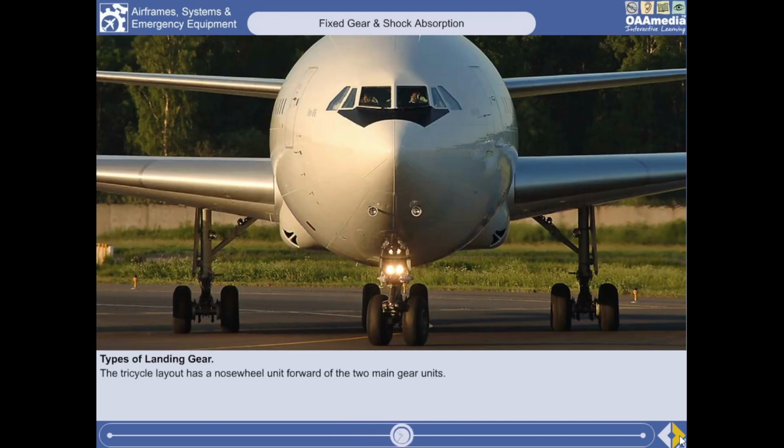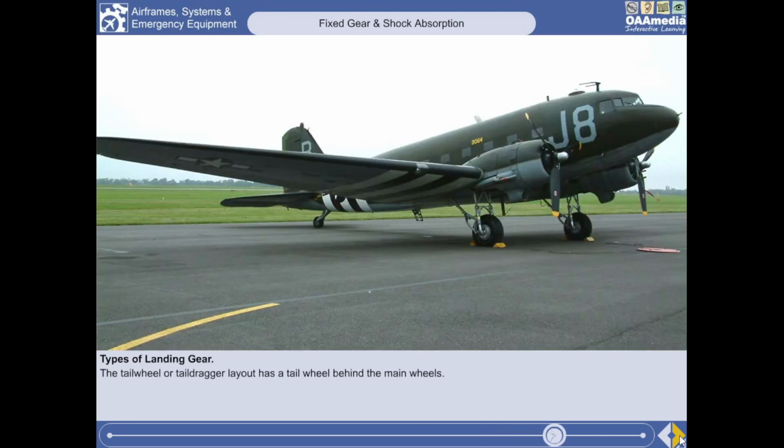There are two types of landing gear layout. They are the tricycle layout, where there is a nose wheel unit forward of two main gear units, and the tail wheel or tail dragger type, with a tail wheel behind the main wheels.